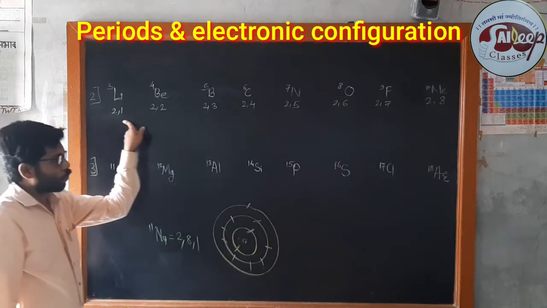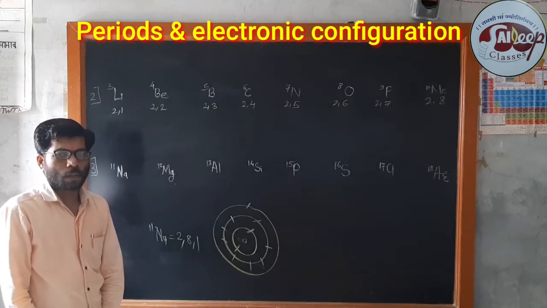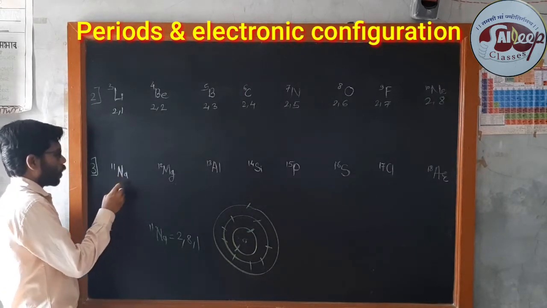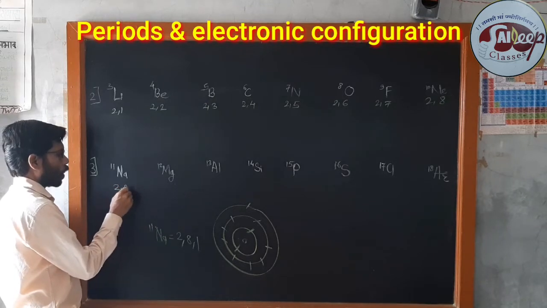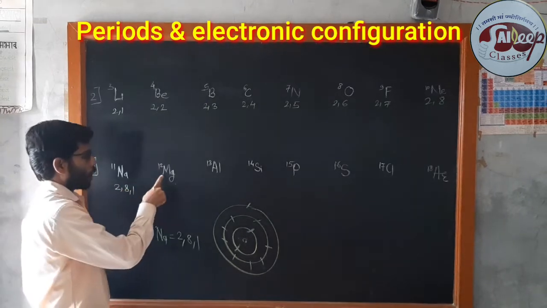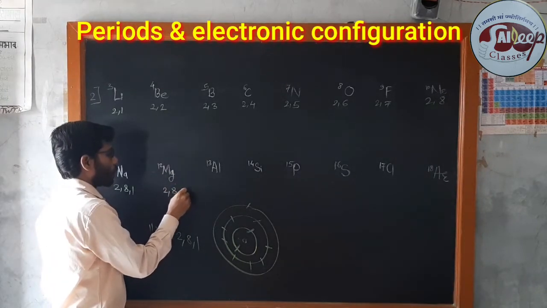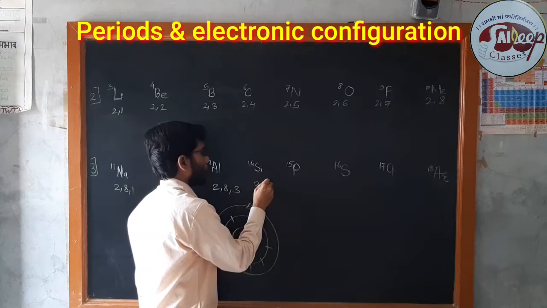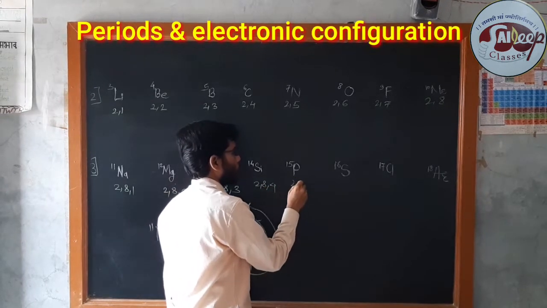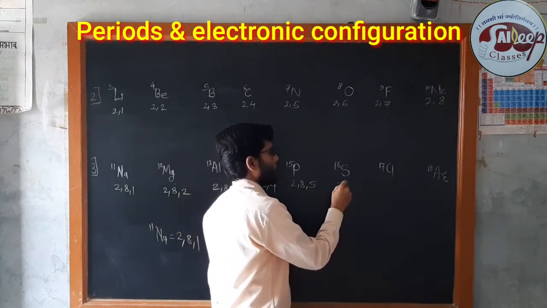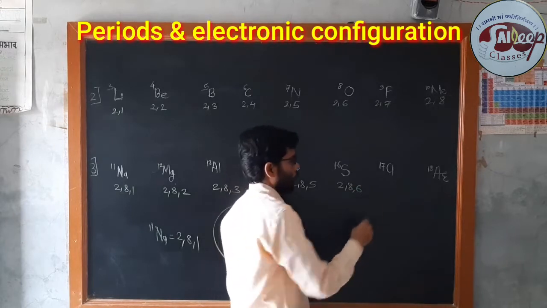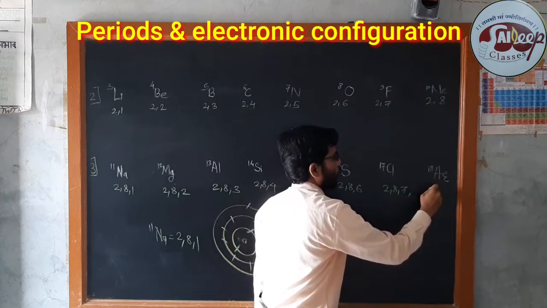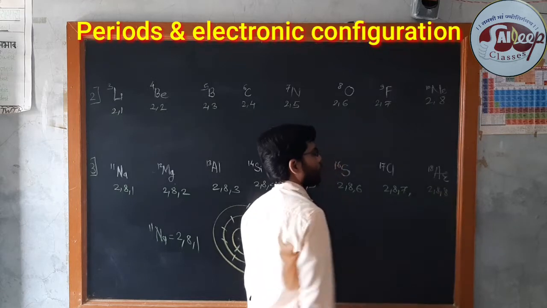For understanding, the second period example is a must, but for more understanding we will take the third period also. Sodium, 11, electronic configuration 2, 8, 1. Magnesium 2, 8, 2. Aluminium 2, 8, 3. Silicon 2, 8, 4. Phosphorus 2, 8, 5. Sulfur 2, 8, 6. Chlorine 2, 8, 7. Argon 2, 8, 8. Okay.